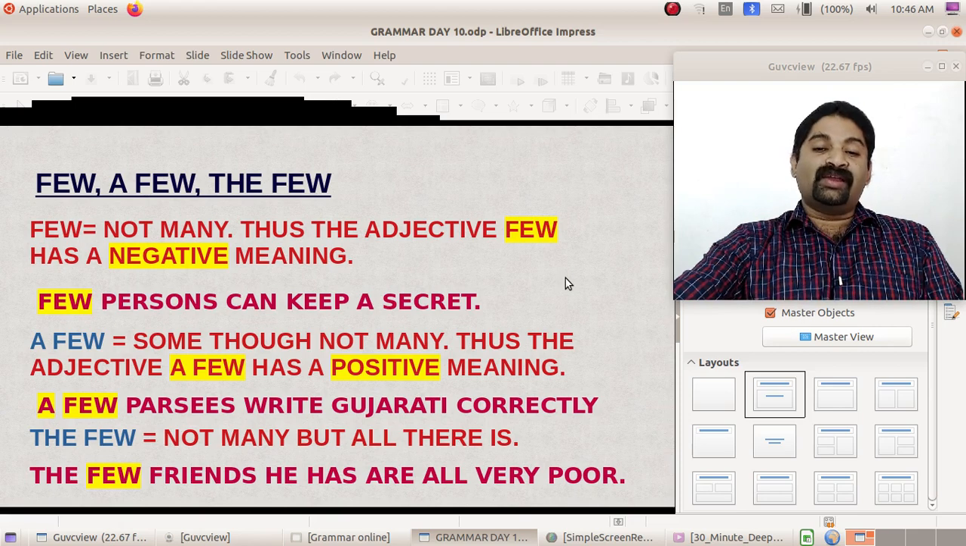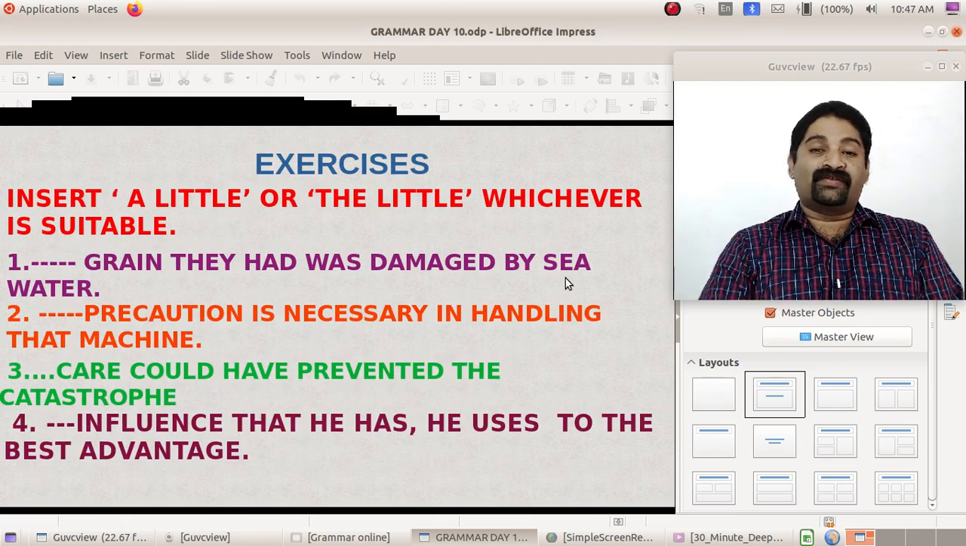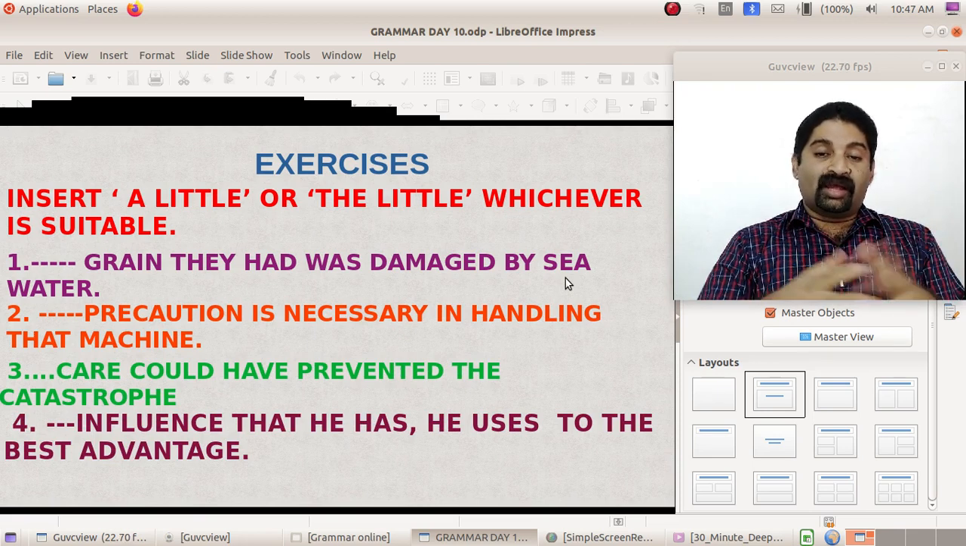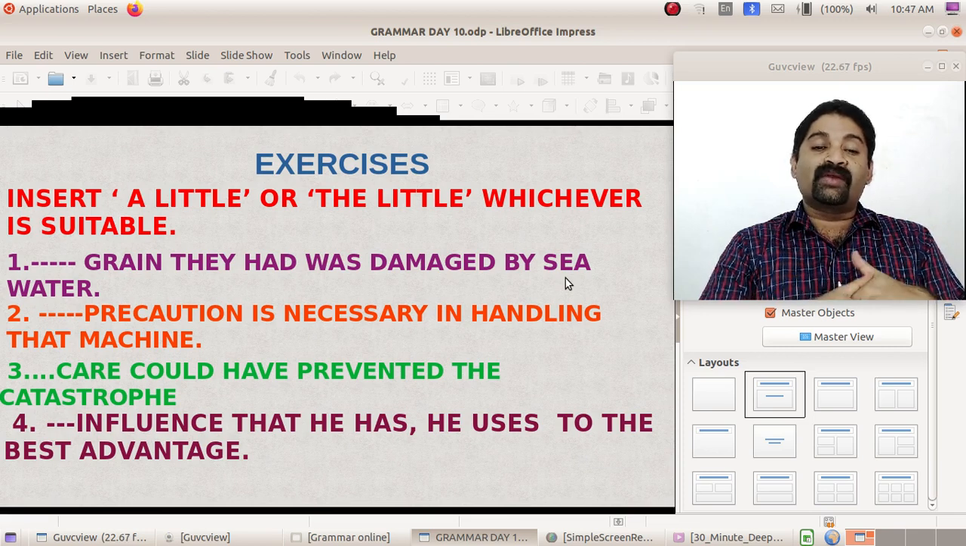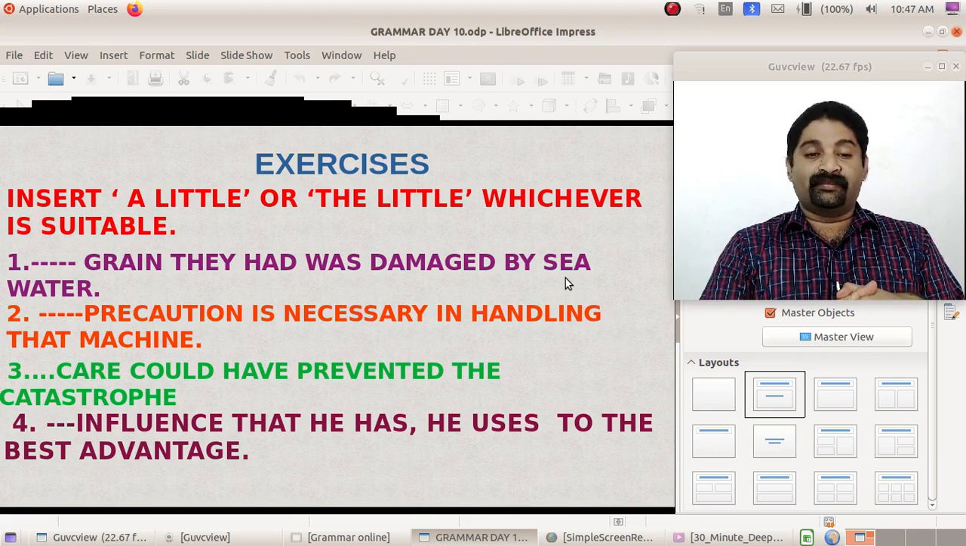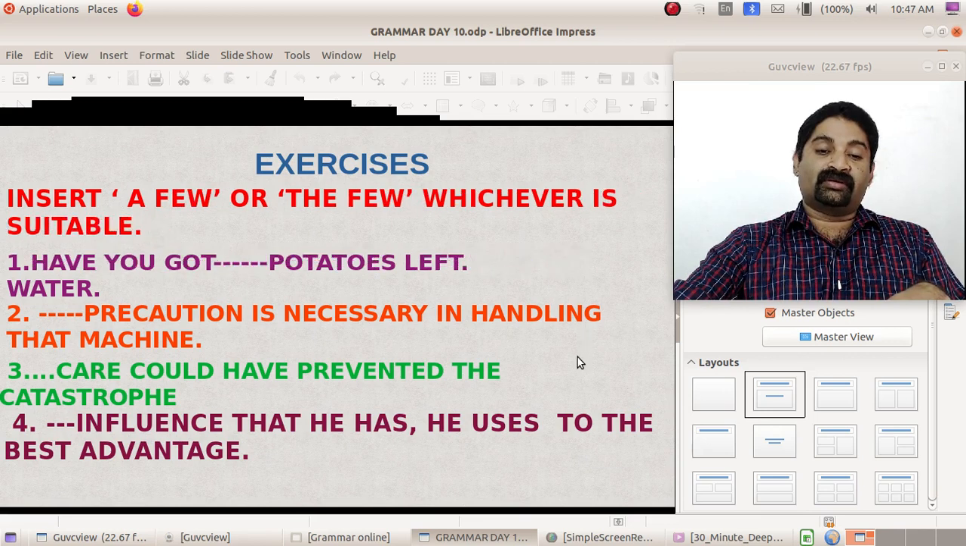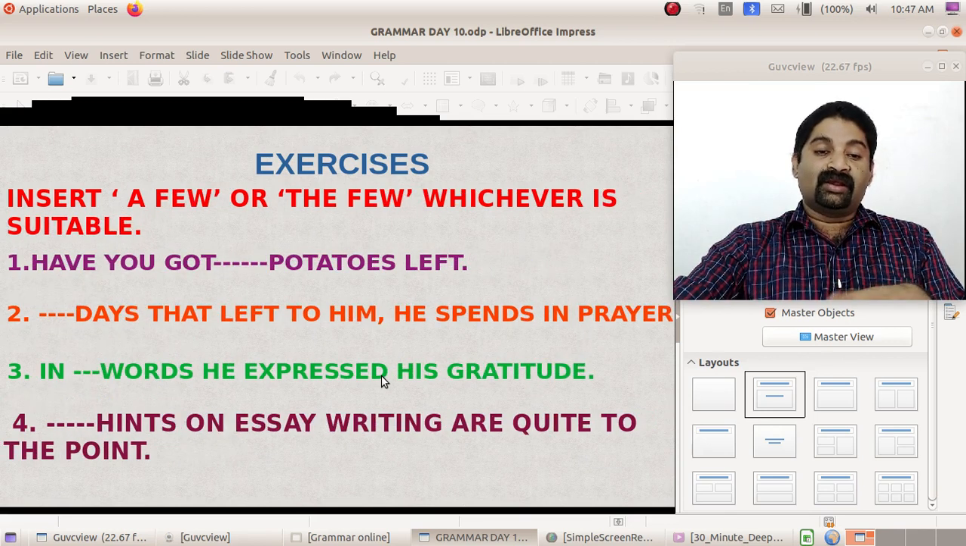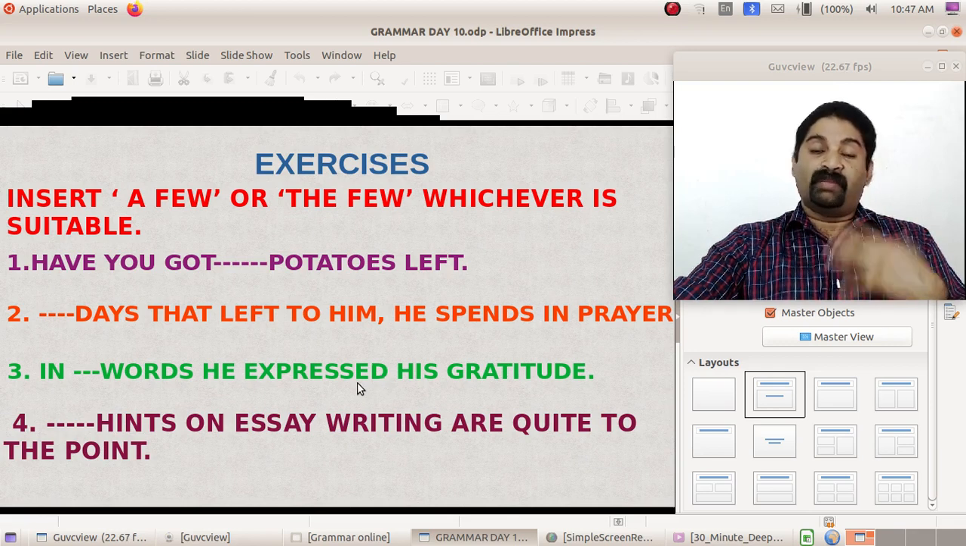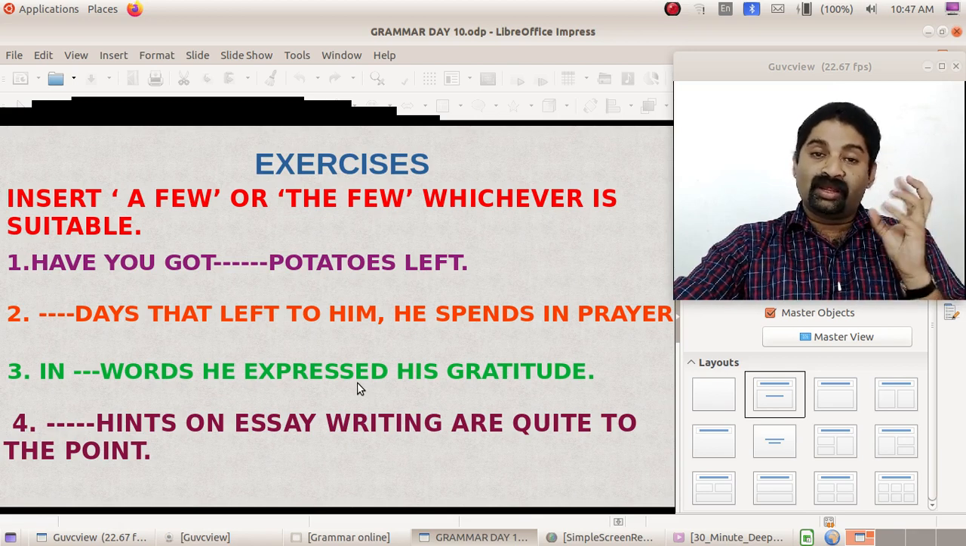So these are some usages of adjectives which we confuse, and you should know them. It's very important. I'm giving you certain exercises to make you familiar with a little, the little. You can just read and add. When you read the examples, it will be clear. There are almost four plus four, eight: four for a little and the little, and four for a few and the few. Please do the exercise, and that rule will be very clear to you.